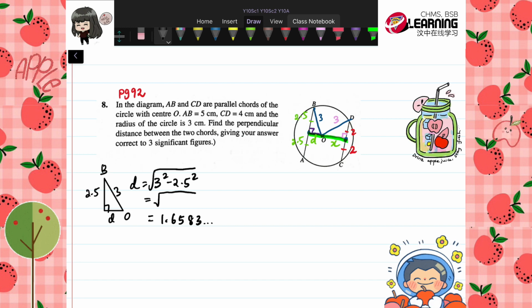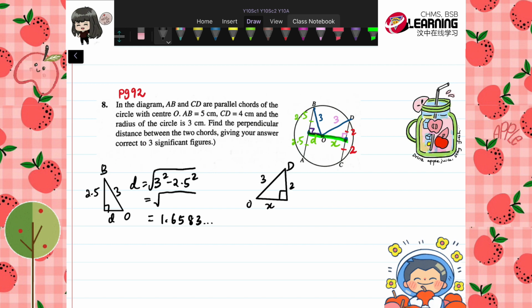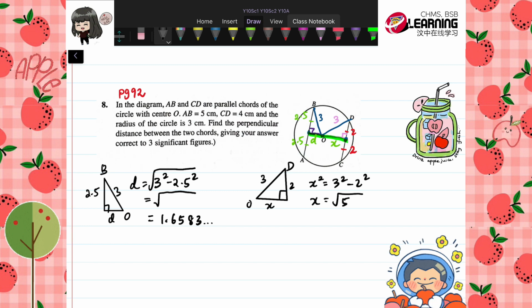And then for X, we have another triangle like this. This is X, OD is 3, here is 2. So your X squared will be 3 squared minus 2 squared. So your X is square root of 5. You can find it on your own, or you can leave it as square root of 5. Leave it like this also can.